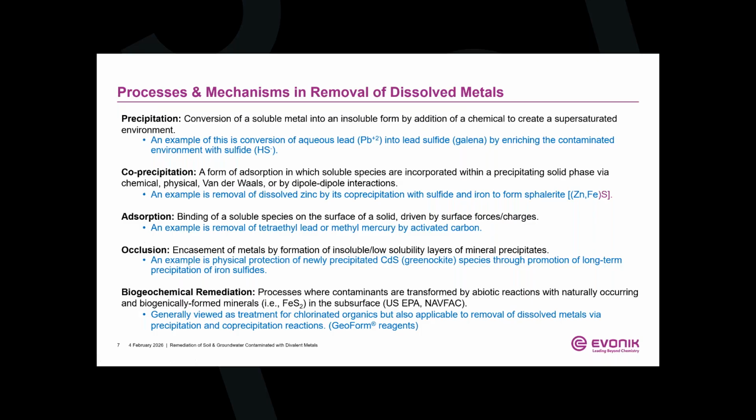All right, moving on to definitions. So really what we're doing in removing these divalent metals is trying to promote four mechanisms. Precipitation is the first one, and this shouldn't need a definition, but really what we're doing is moving a soluble metal into an insoluble or much less soluble form by creating an environment that is saturated from the perspective of that metal and something that it likes to precipitate with.